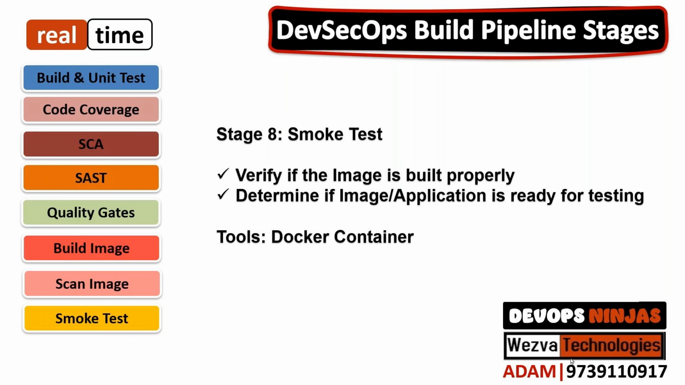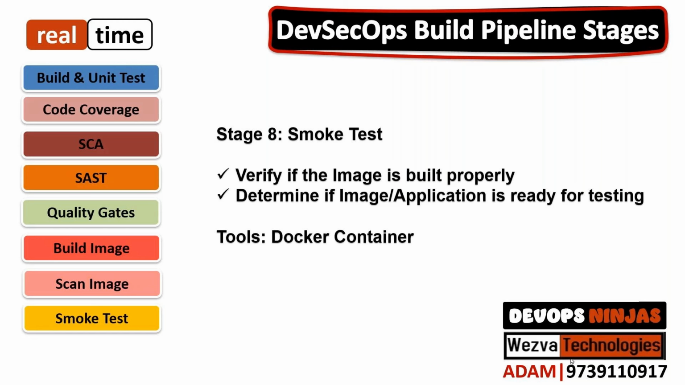So in exactly the same way, when you build your Docker image, before handing it over to QA, we need to quickly create a container from it and check whether I am able to create a container, which means the image I have generated is proper. That simple test to ensure that the image is proper is what we call a smoke test.